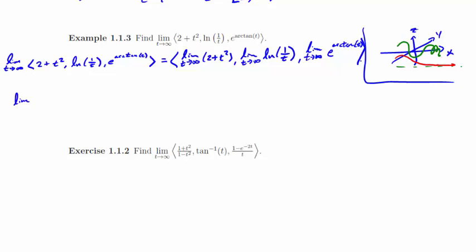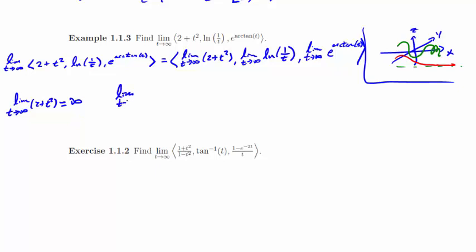Okay, so the limit as t goes to infinity of 2 plus t squared, there's nothing weird going on with this. This just goes to infinity, right? The 2's not doing anything. It's t squared. As t goes to infinity, t squared goes to infinity plus 2. We're going to infinity here. No big deal. The next one's a little bit more complicated.